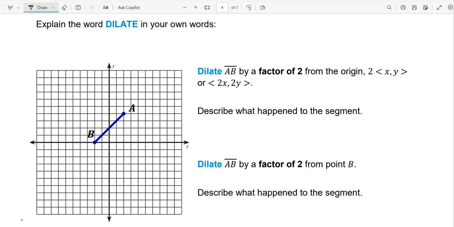This is on the back side. So explain the word dilate in your own words. Have you ever had your eyes dilated?